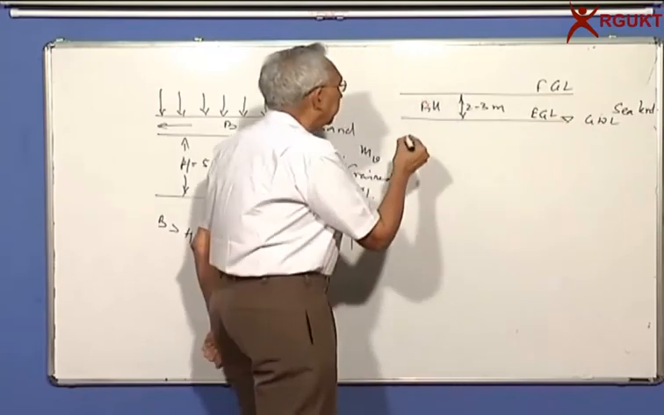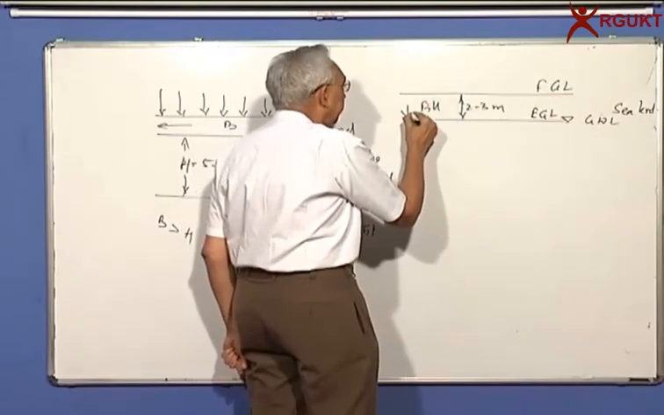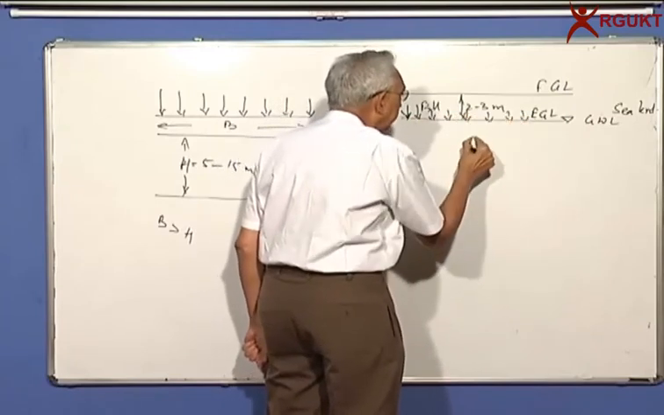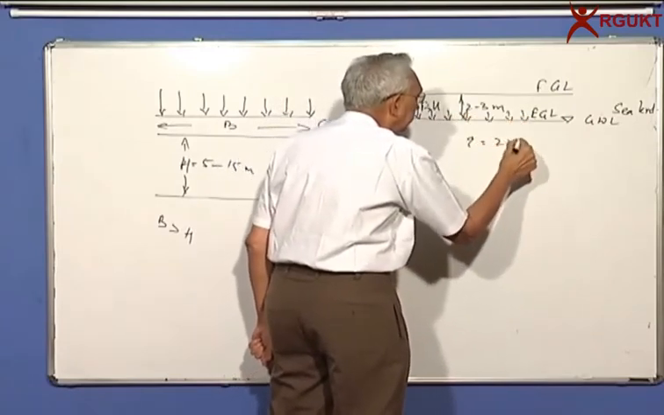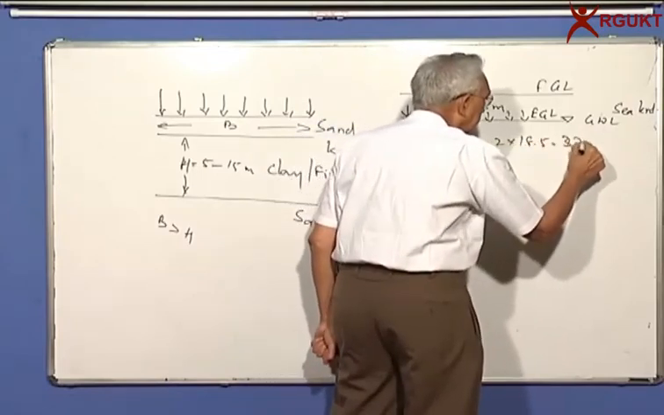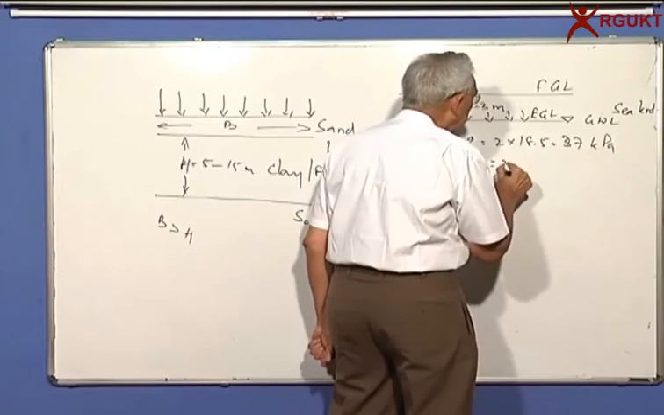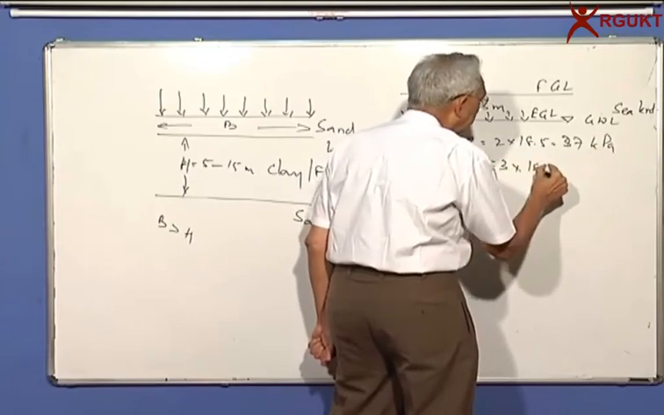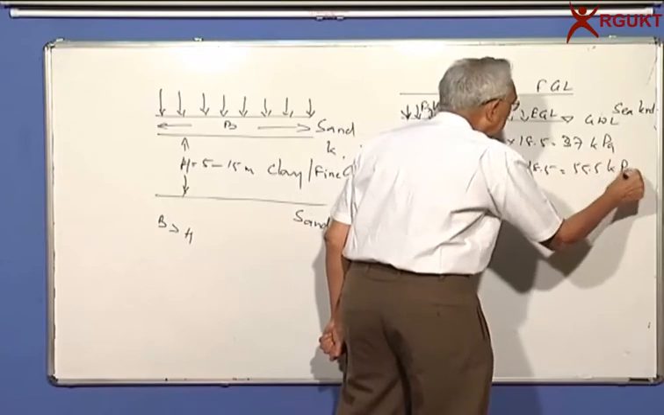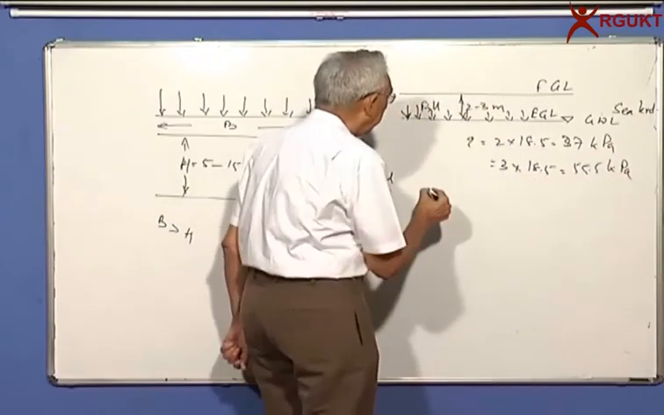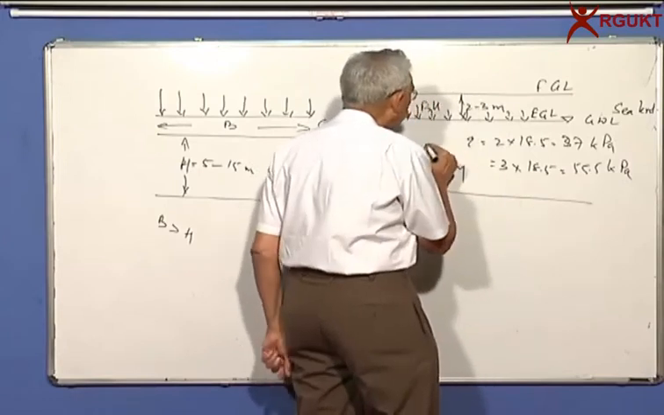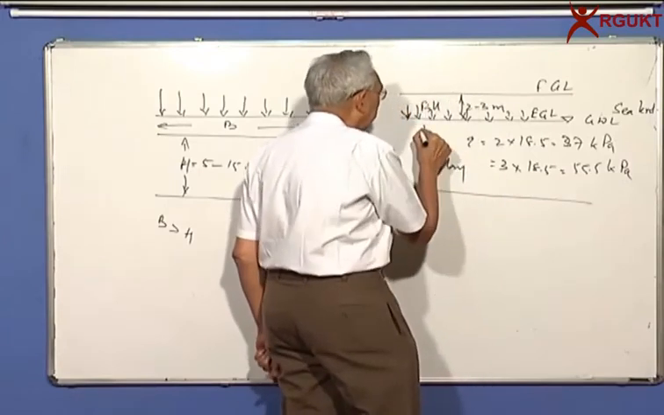And if you do that, what we have done is basically added 2 to 3 meters of weight, which can be, q will be 2 into, let's say, 18.5, that is 37 kPa, or if I take 3 meters into 18.5 will give me 55.5 kPa. That will be the uniform surcharge, and you have the clay layer here, which is of some thickness H, could be 10, 12, 14 meters.